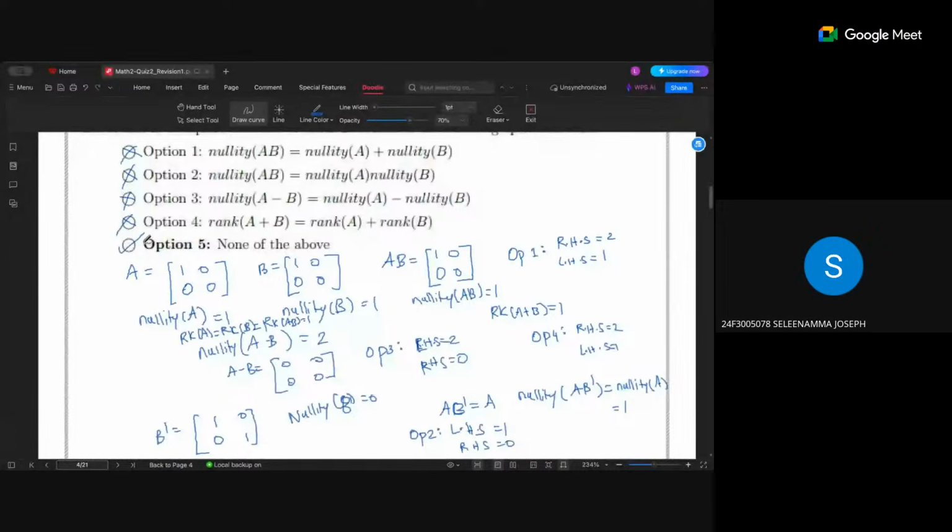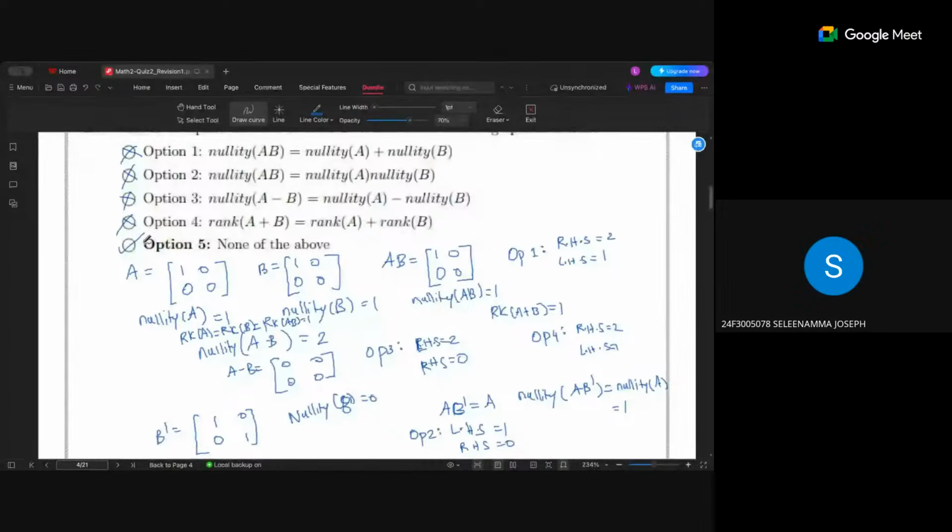Ma'am, without going through these steps, can we directly infer whether all options are correct or wrong? It is very difficult. See, you have to use the rank-nullity theorem, rank of AB is less than or equal to the minimum of these, but still that is not enough in some places. So sometimes it's really necessary that you construct some counter examples.